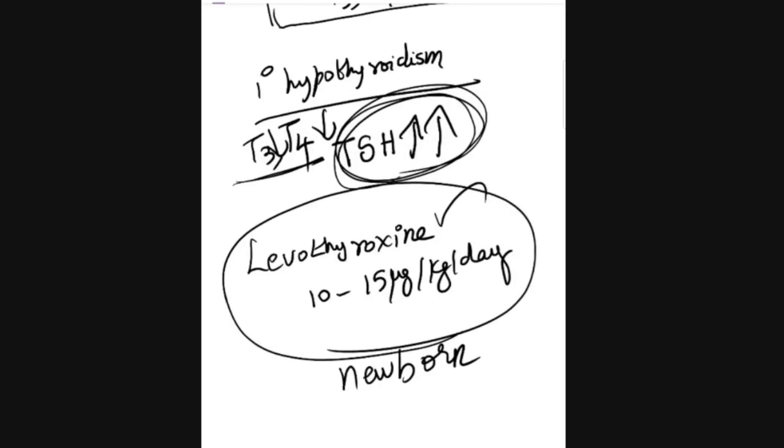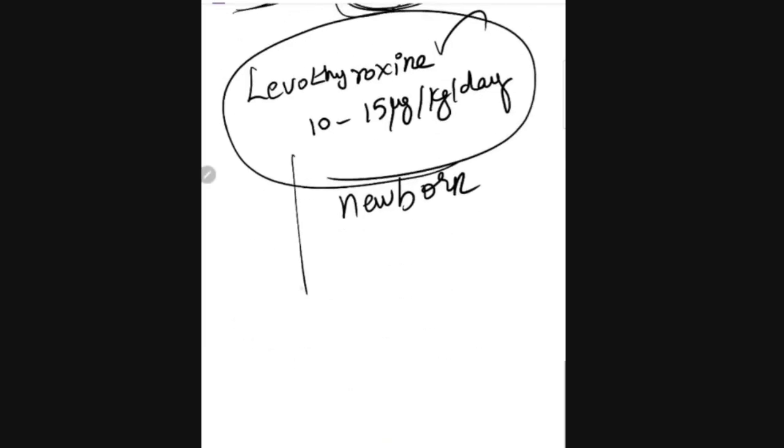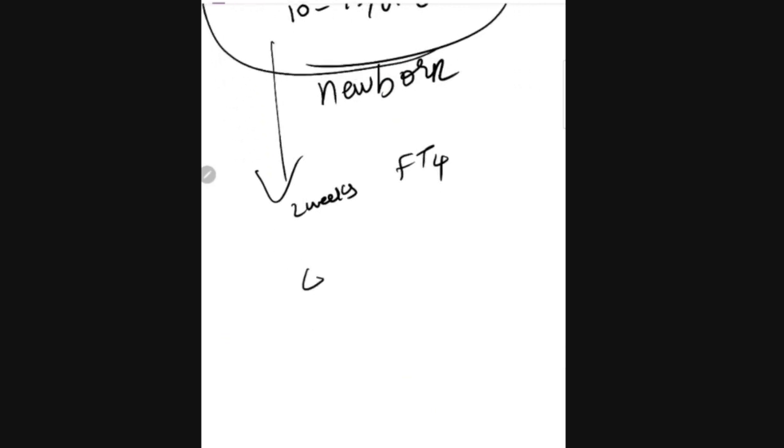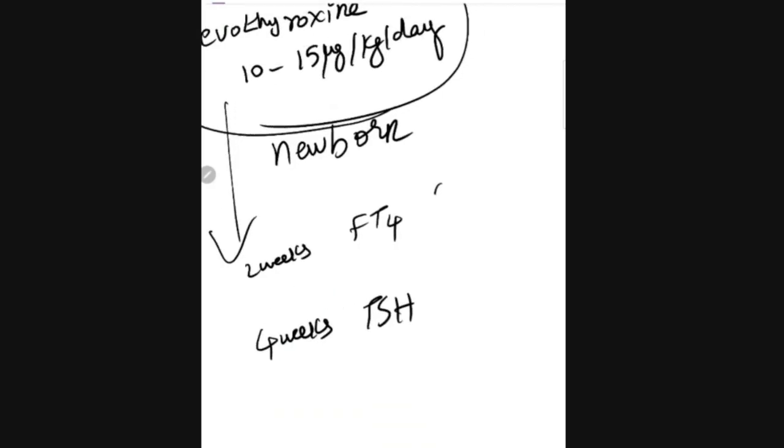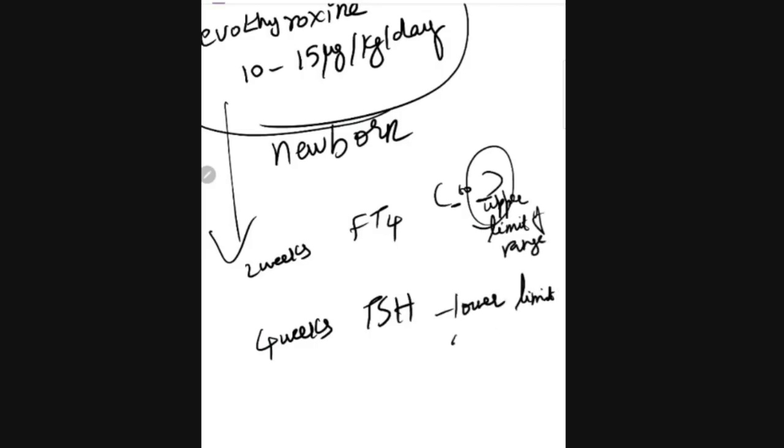ட்ரீட்மெண்டோட டோஸ் தான் இது. ஓகே, இப்போ நான் லீவோதைராக்சின் ஸ்டார்ட் பண்ணிட்டேன். அவங்க எப்படி ஃபாலோ அப் பண்ண போறேன் அப்படின்னு கேட்டா 2 weeksலயே வில் பி ரிப்பீட்டிங் T4, 4 weeksல வில் பி ரிப்பீட்டிங் TSH. அப்ப நம்ம ரேஞ்ச் இருக்கும், ஒரு ரேஞ்ச்குள்ள இருக்கும்ல, இந்த free T4 should come to the upper limit of that range, whereas TSH should come to lower limit of normal.